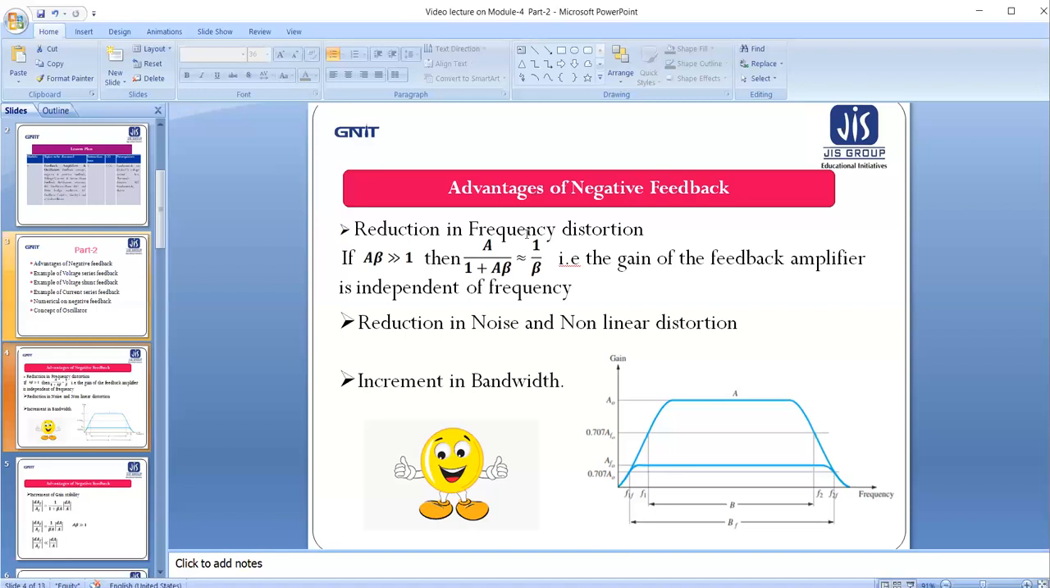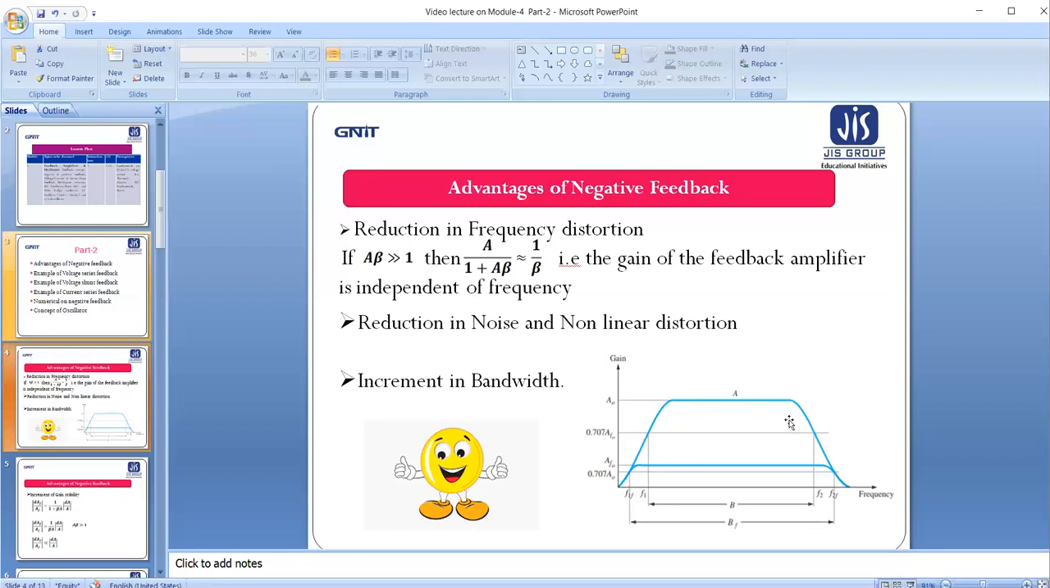Next one is the increment in bandwidth. It is very important. As we know, in an RC coupled amplifier or any other common emitter based amplifier, we have found this type of typical graph which represents the variation of gain with respect to frequency. And we have seen that after a particular value of frequency, the gain becomes constant, and it will be maintained up to a certain value of upper level frequency.